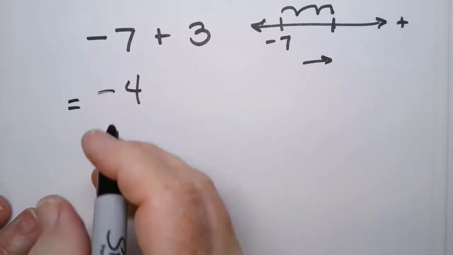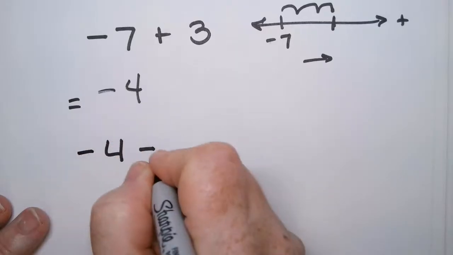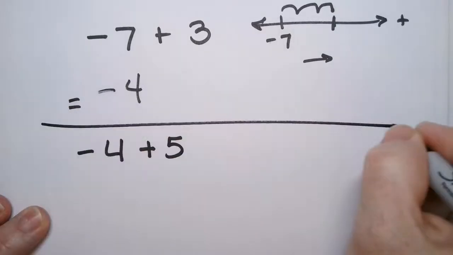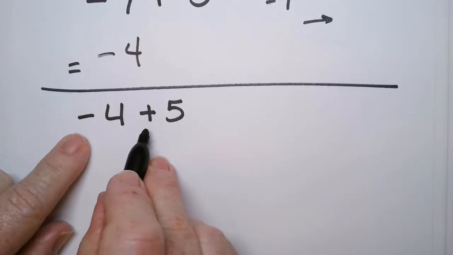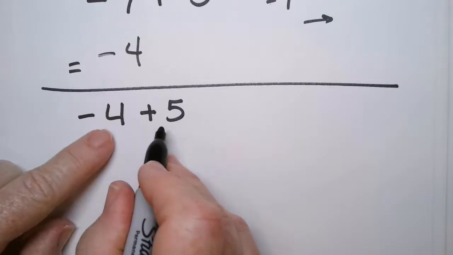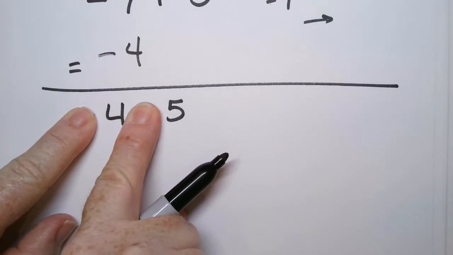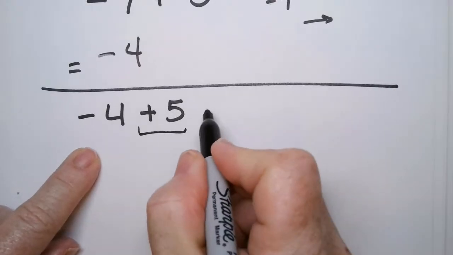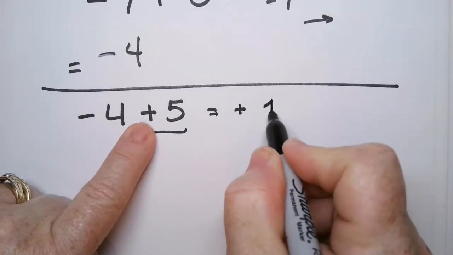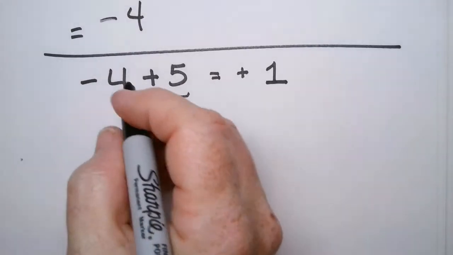Okay, let's try again. If I have a minus 4 plus 5, because the signs are different, plus and minus, I know I'm going to take the difference between these two numbers. The difference between 5 and 4 is 1. But if it's plus or minus 1, how we tell is the larger number carries the sign. So this is going to be a positive 1. You see that?